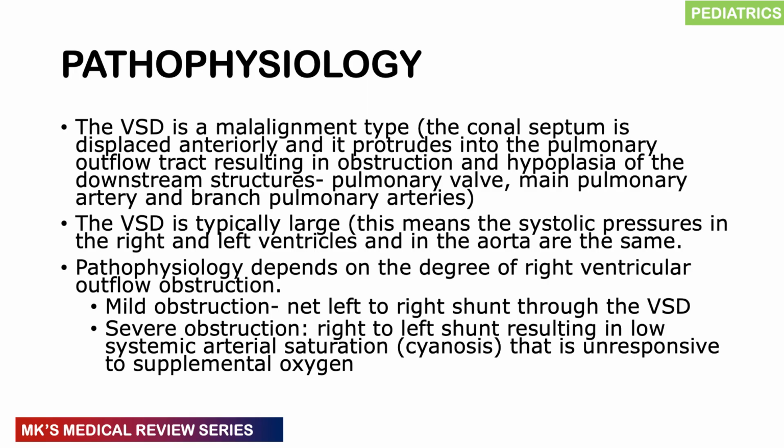So what exactly is happening in these patients that have Tetralogy of Fallot? Remember that they have a ventricular septal defect that is very, very large. And this same ventricular septal defect is going to be of a malalignment type. So what do I mean? The conal septum of the heart is displaced anteriorly, and it even protrudes into the pulmonary outflow. This worsens the obstruction, and sometimes the hypoplasia may cause hypoplasia of the downstream structures, things like the pulmonary valve, the main pulmonary artery, and even the branches of the pulmonary arteries.